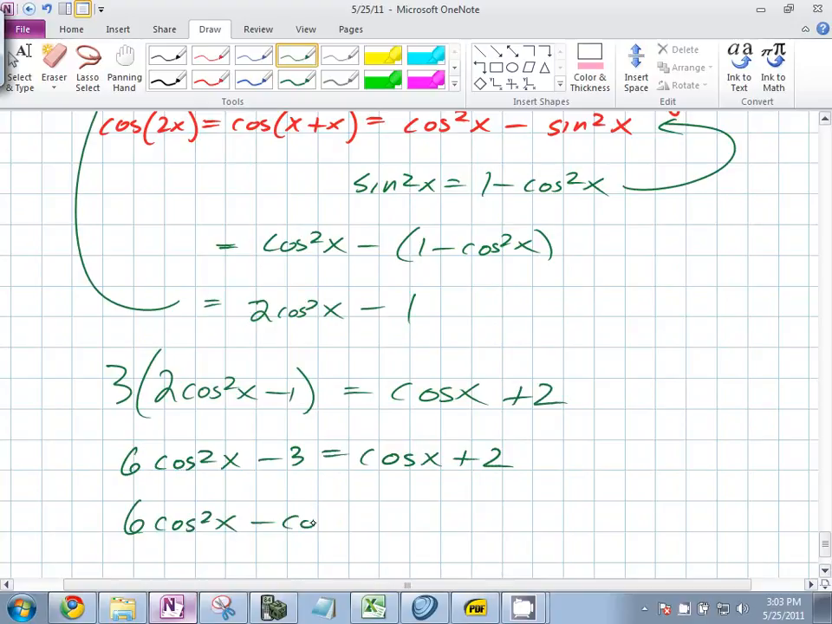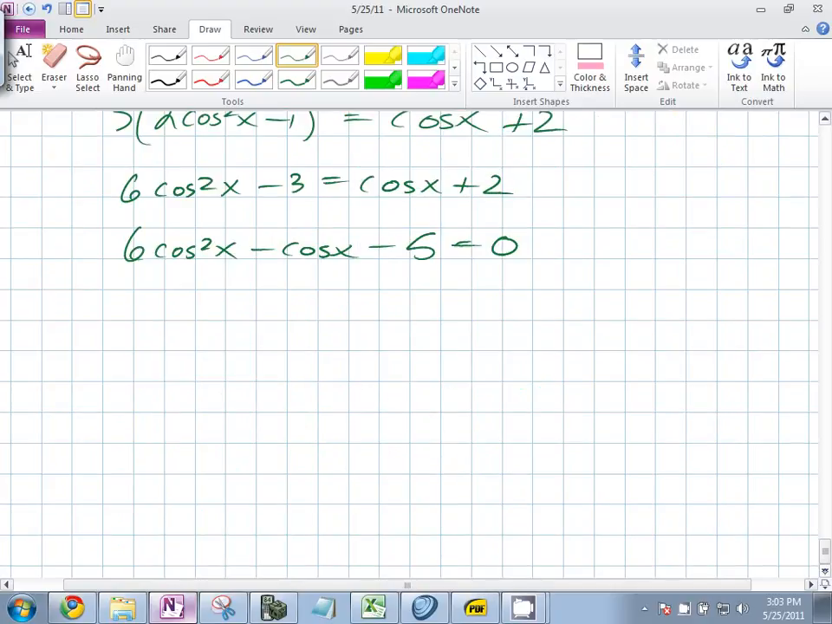Why did I make it equal 0? Quadratic. What's your favorite letter? T. T is equal to cosine x. Thank you. This is that quadratic fakery we've done before. Does that factor? It does.